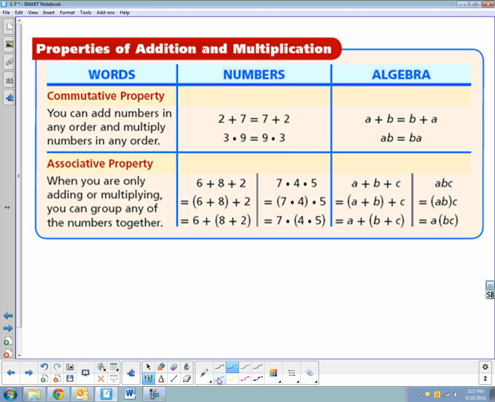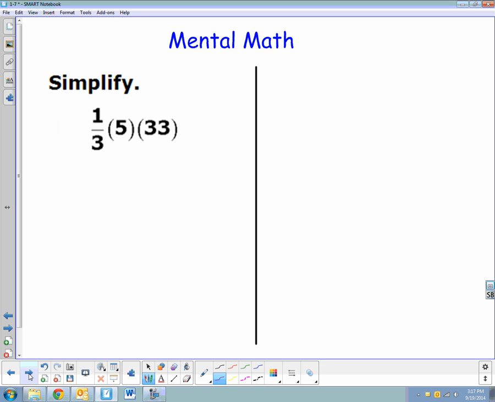Again, you'll notice with the examples they give, 6 plus 8 plus 2, you can either group it 6 plus 8 as a group, and then plus 2. So 6 and 8 are associated together. You could also group it 8 plus 2 as a group, and that's the associative property. And you can regroup those numbers with addition and multiplication. And that's the associative property. We're going to use these, and we're going to look at how that's effective.